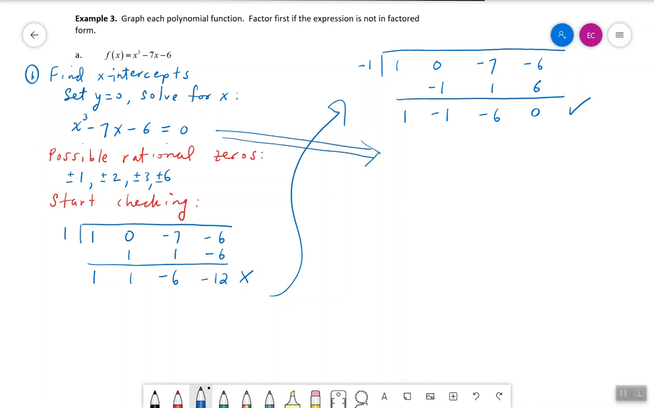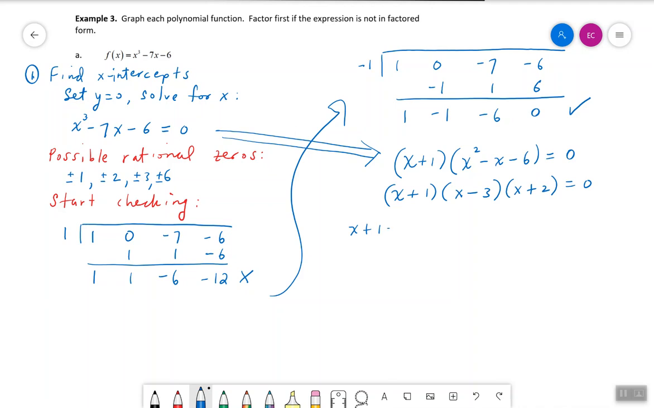So now we're going to write the cubic as x plus 1 multiplied by the quotient, which is x squared minus x minus 6. And then we can factor the quadratic. And then we can set each of those factors equal to 0 to get our x-intercepts. -1, 3, and -2. It might be nice if we wrote these as ordered pairs, especially since we're going to graph them in a few minutes.